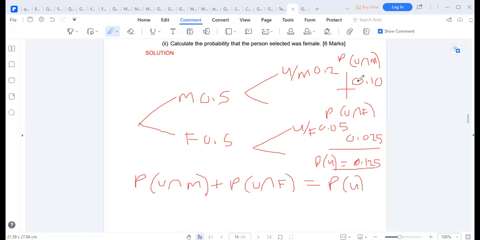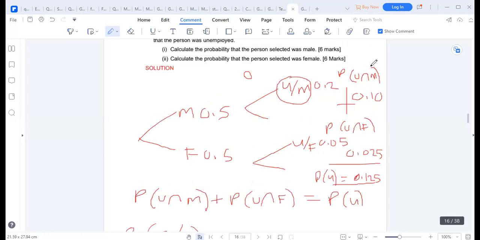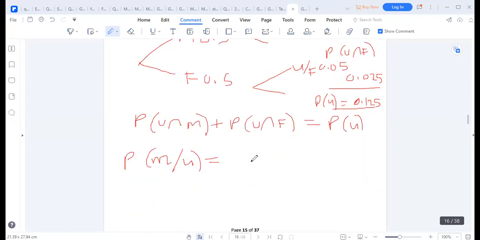Now, dividing this answer into there, what you're getting is simply the reciprocal of this. So 0.10 divided by 0.125, you're getting 80%. So what you're getting here, 0.8. So to find the probability of M given U, we simply divide the intersection over the probability of U.